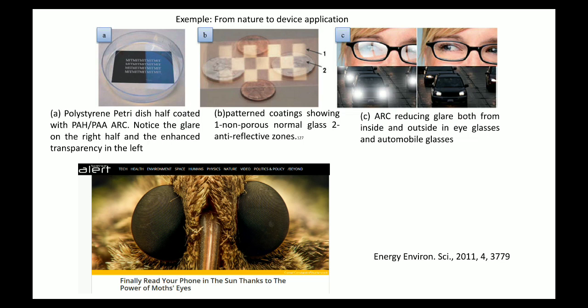In the sea, you can see the anti-reflective coating reduces the glare both from inside and outside in eyeglasses and automobile glasses. So if some of you are using specs, then you can take the specs, and I think many of you have observed that on the surface of the specs some coating is there.